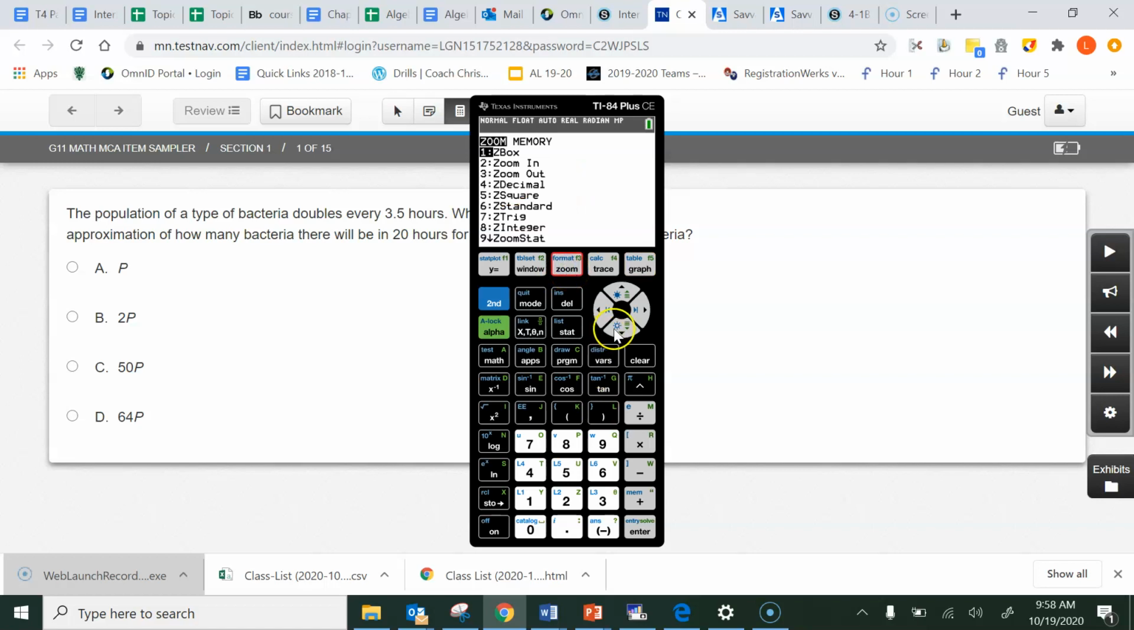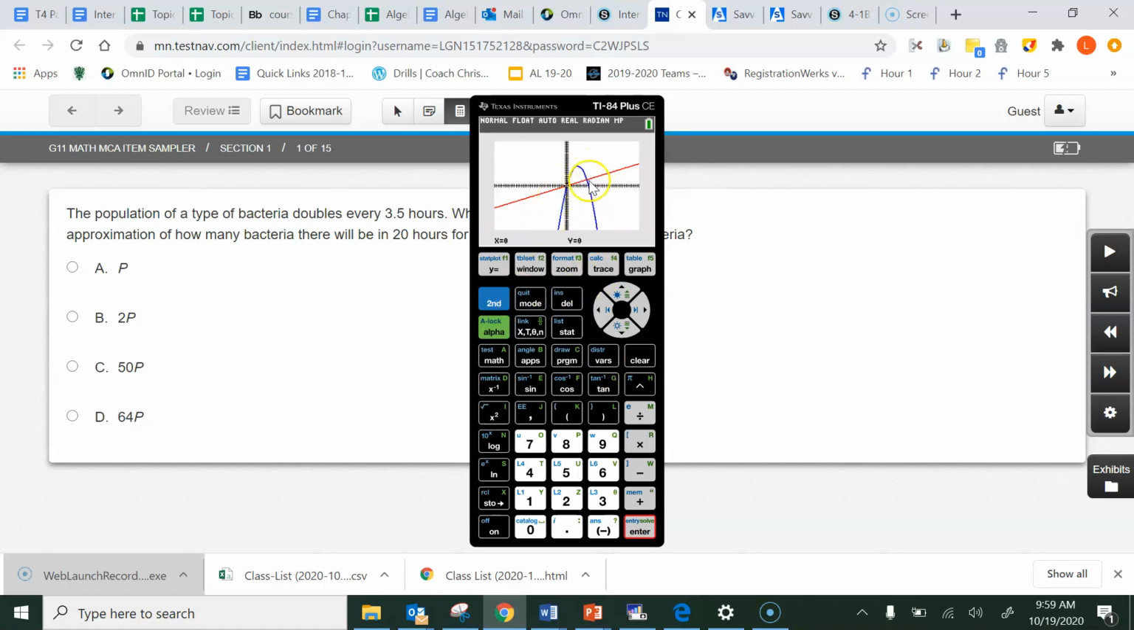If you go to zoom and you want to see more, you go to zoom out. Number 3, hit enter. You'll see nothing happen, but there's a cursor there. If I hit enter again, now I can see a better picture. So that's the quickest way. Now sometimes it doesn't give you a great picture. We'll talk about what you can do in that case.